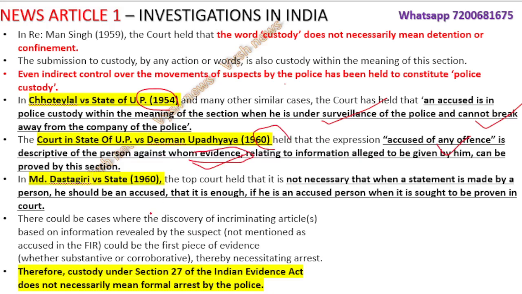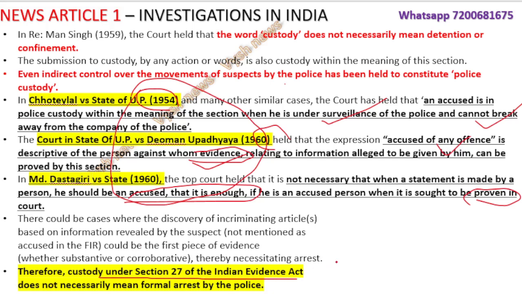As I told, in police custody maybe you will hit or beat him and make him confess something. But if you cannot prove it in court, then it is not valid. This was all told in the 1954 and 1960 cases. You can note down or take a screenshot of this, and maybe somewhere it will be useful. Custody-related things are mentioned in section 27 of the Indian Evidence Act.